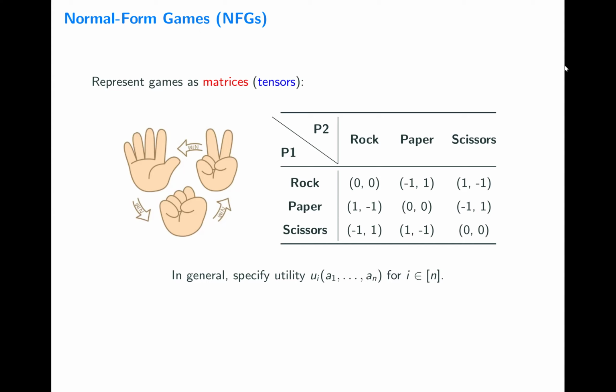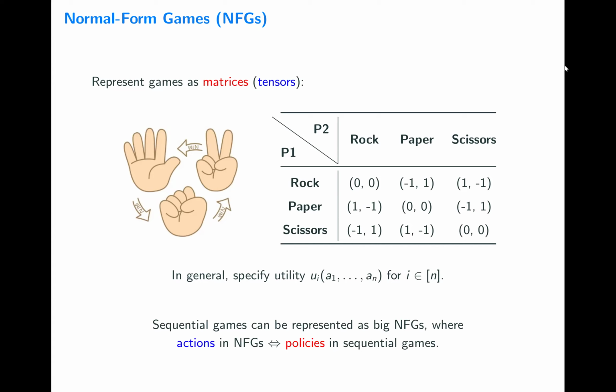So we just studied these very simple games. The reason we talk about normal form games is because in practice, when we study Go or StarCraft, those are sequential games. Those are not as simple. They have states, they have transitions.